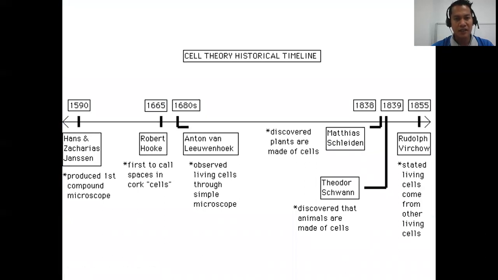In this next slide, you will see the cell theory historical timeline. It all started in 1590. And these are all the names of the wonderful scientists who made a tremendous contribution in the field of biology, especially in cytology.